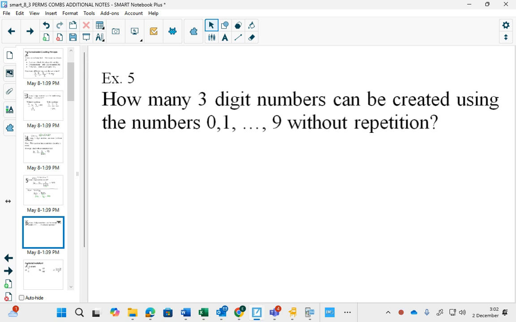All right, I want you to try this one on your own. 3-digit number, using 0 to 9. You're not allowed to repeat. How many choices do you have?